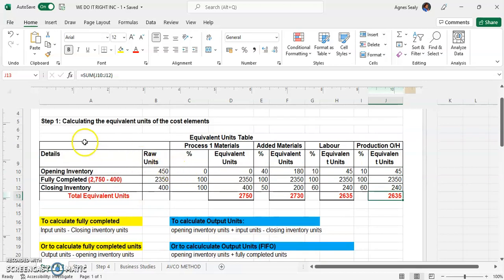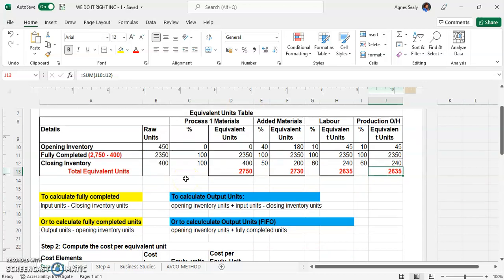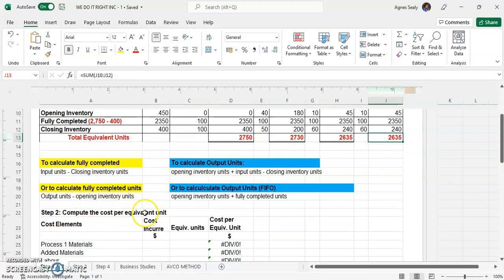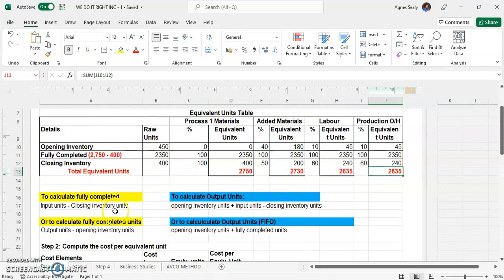So after we have completed our step one of calculating the equivalent units of the cost elements by using this table, then what we are going to do is our step two, where we are going to compute the cost per equivalent unit. So when we come back in our next video, we are going to look at step two and computing the cost per equivalent unit. So stay tuned for the completion of this question here, where we will be looking at our step two and then moving forward into our other steps until we get to complete our process two account.